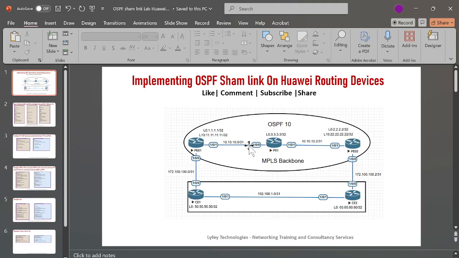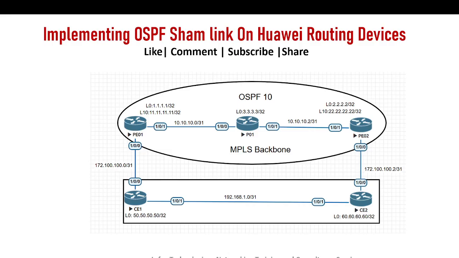So in this episode, we are focusing on how to implement OSPF Sham-link on Huawei routing devices. OSPF Sham-link is a special type of virtual link that is used in OSPF, especially when you have MPLS Layer 3 VPN environments.